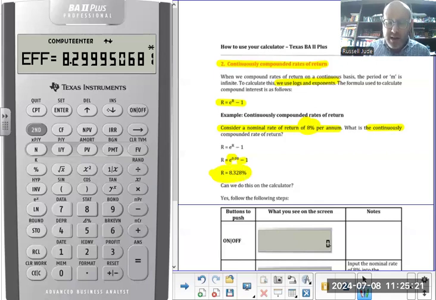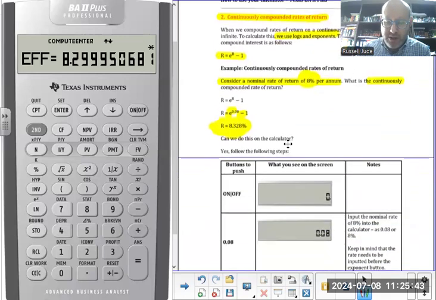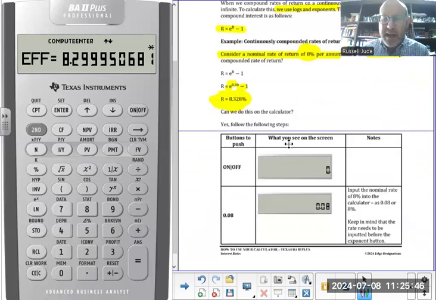Why is 8.32 going to be higher than 8.29? Well, 8.29 I compounded monthly, 12 times a year, and the word I use is discretely. When I compound continuously, all the time, I get a slightly higher effective annual rate. What I want to do now is show you how to do this calculation on your calculators. A lot of people don't come right with this.